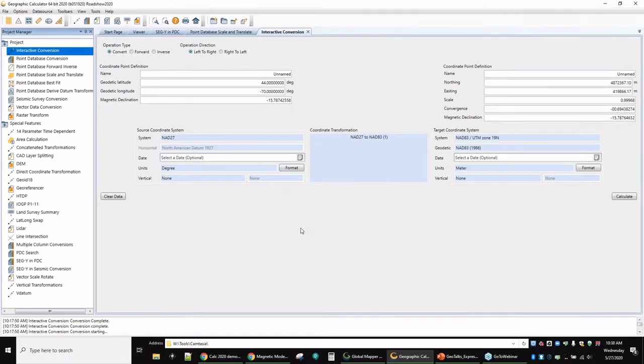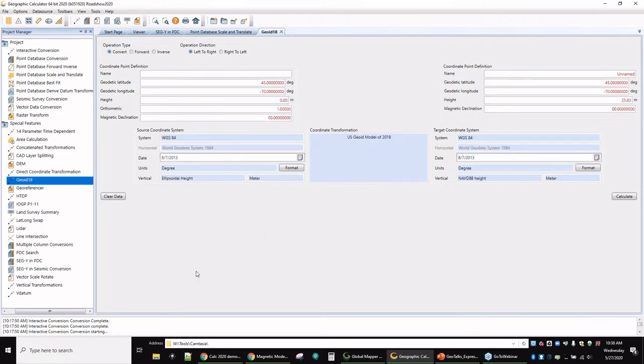Also, there's a lot of work going on here in North America about updating our coordinate systems. The US, Canada, and Mexico are working on a three-way partnership to modernize the coordinate systems that we use for referencing here in North America. One of those big new updates is the addition of a geoid called Geoid 18. The full name of that is the US Geoid Model of 2018.